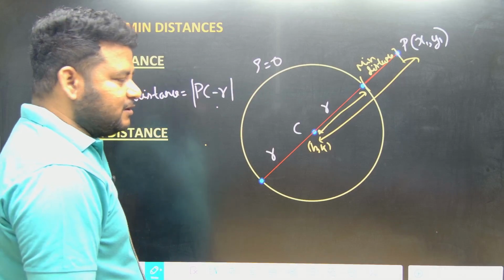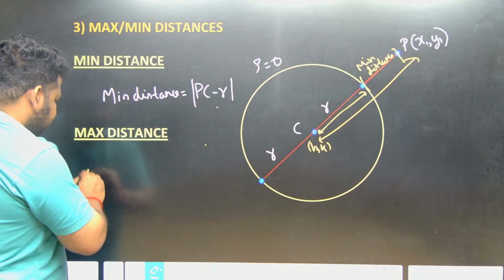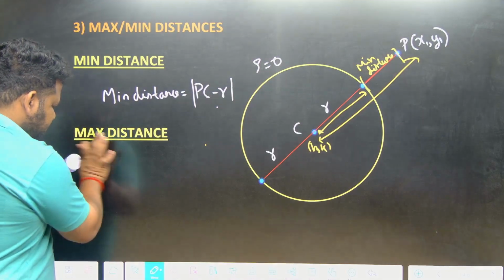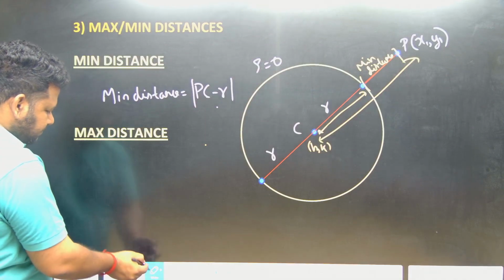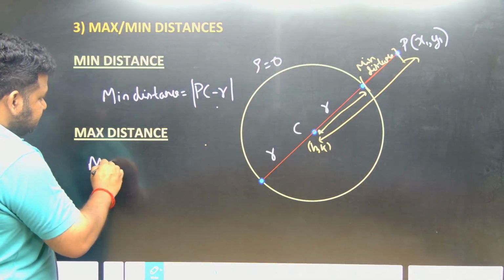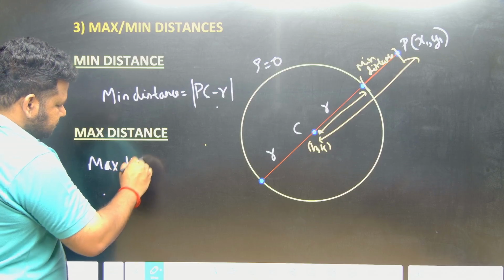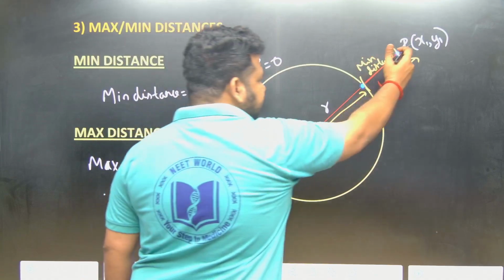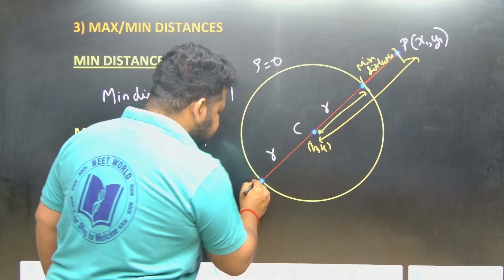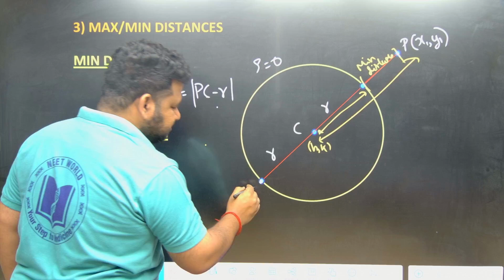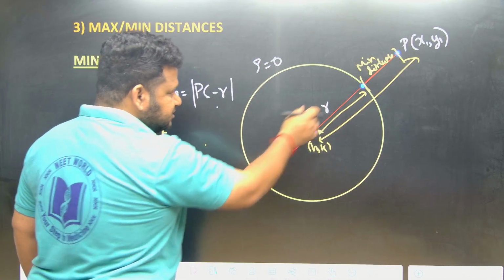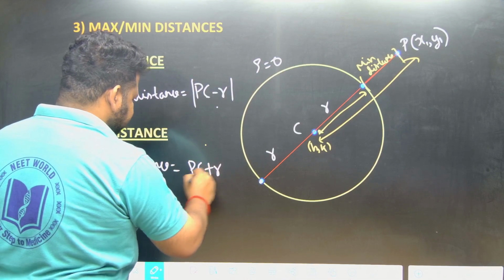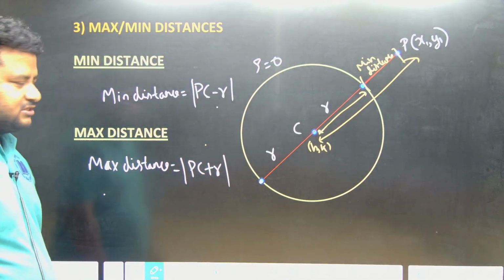Similarly, what about the maximum distance? If they are asking the maximum distance, I will take the entire PC and add r. That means this is the maximum distance, towards the other end of the circle. So the maximum distance is |PC + r|, because distance cannot be negative, that is why I am putting the modulus.